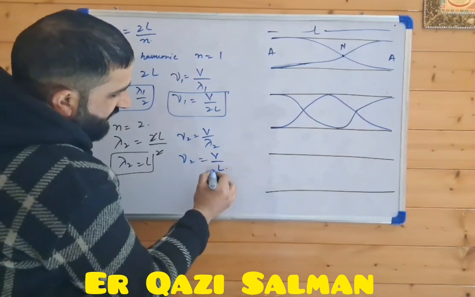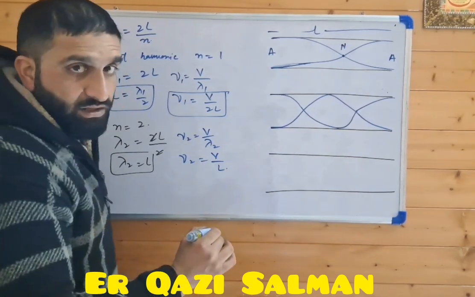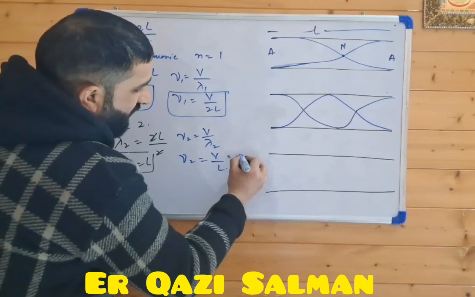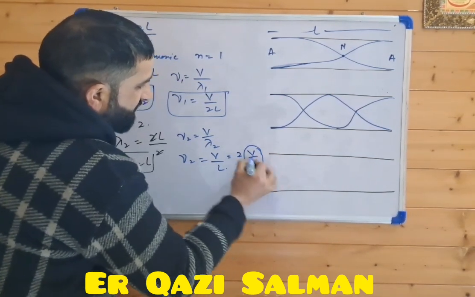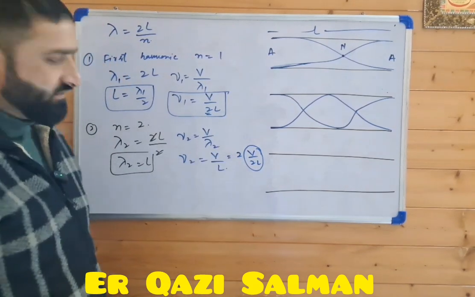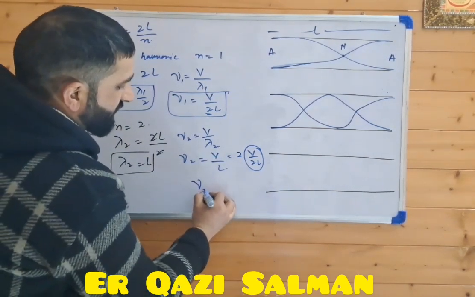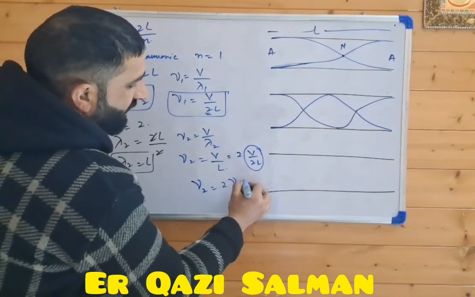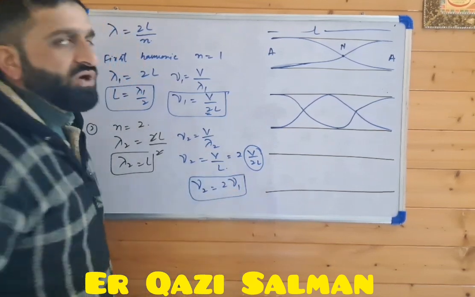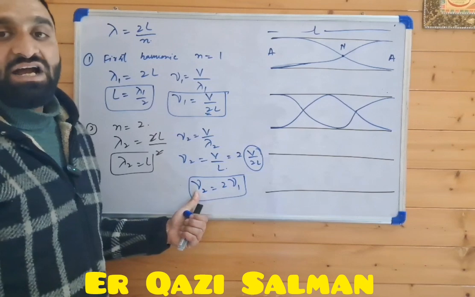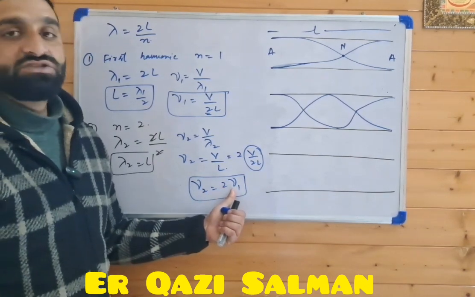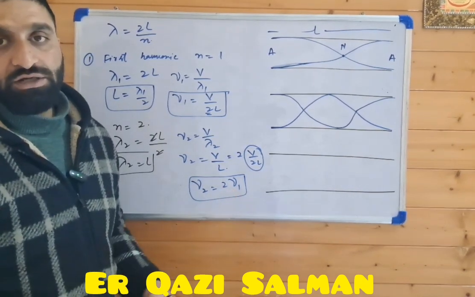So we can say that dividing and multiplying it by 2, we have it as twice V divided by 2L, but V divided by 2L is the frequency of the first harmonic. So the frequency of the second harmonic is 2 times the frequency of the first harmonic.